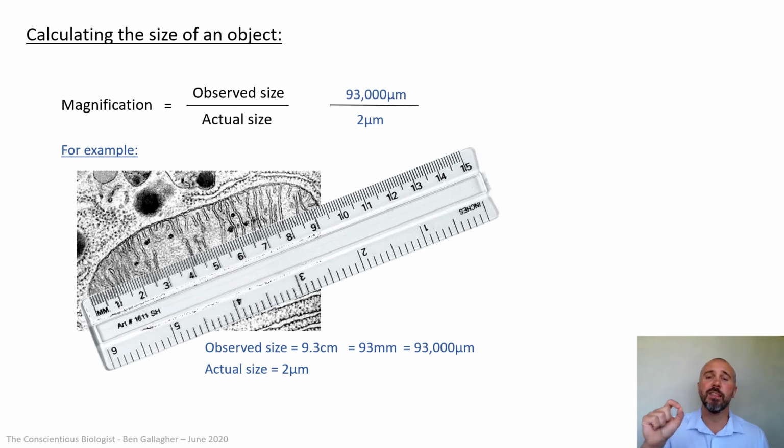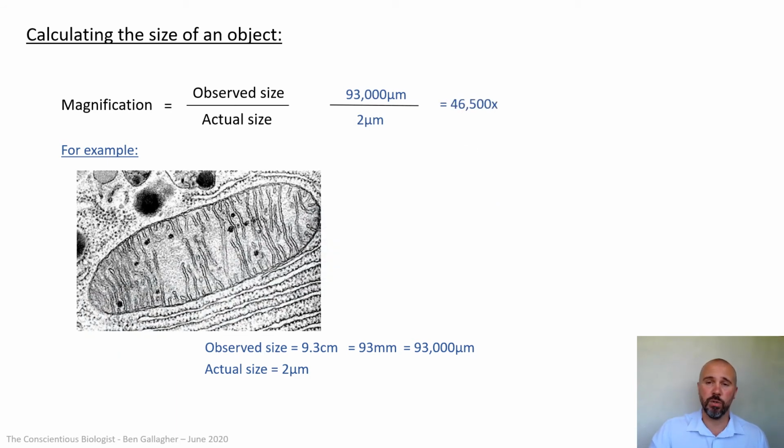It's 93,000 divided by 2 is 46,500 times magnification. So that picture of the mitochondria is at 46,500 times magnification. It's 46,500 times bigger than an actual mitochondria. Okay, so that should be pretty obvious as to how you do that.